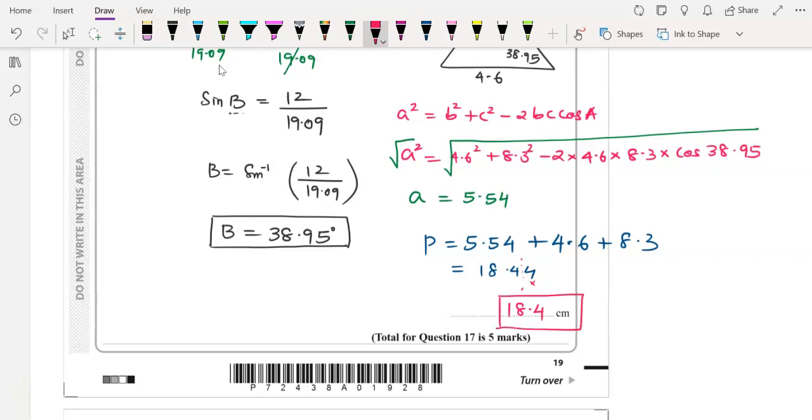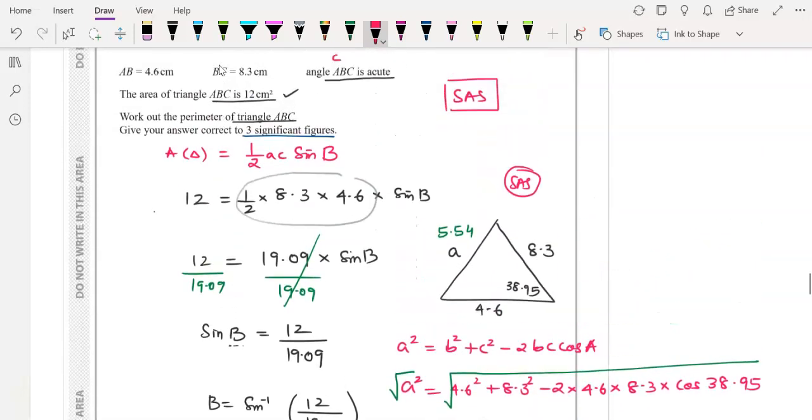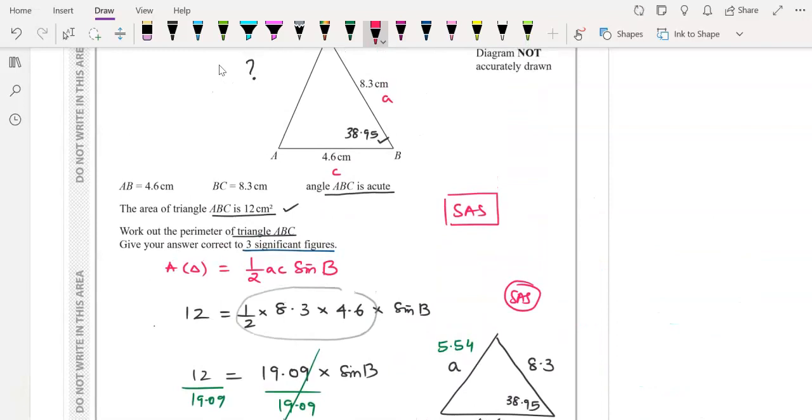So what we did here is, from the information, from the area of the triangle, we found angle B. Once we got the angle, we used the cosine rule to find the opposite side, and then we added all the sides to find the perimeter.